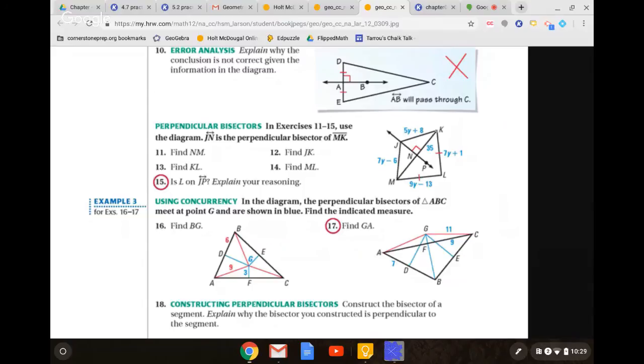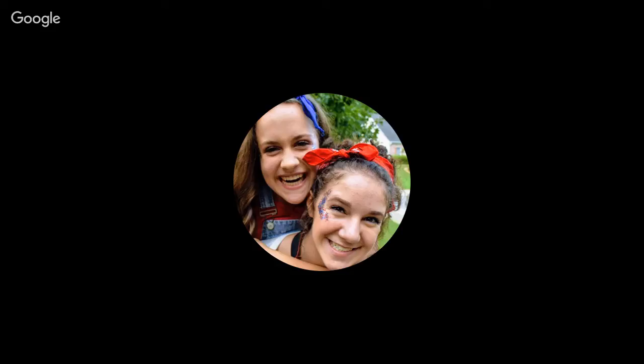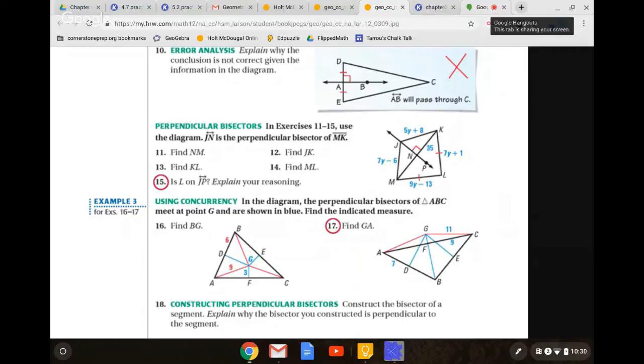So 35 is this distance from N to K. Well, we know that NK and MN are congruent, but it doesn't tell you that these sides of the triangle are congruent to those parts, okay? What you do know is that this congruent symbol is the same as this congruent symbol, so that those two sides here are equal to each other, okay? Does that make sense? A little bit more. Okay, good.